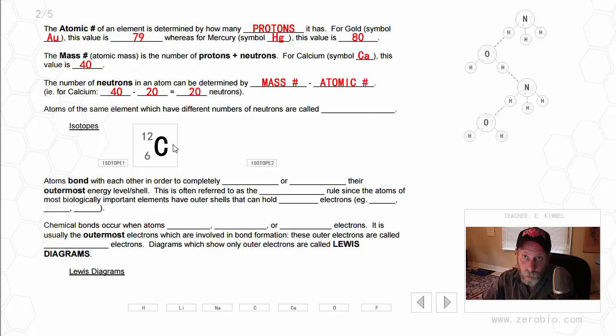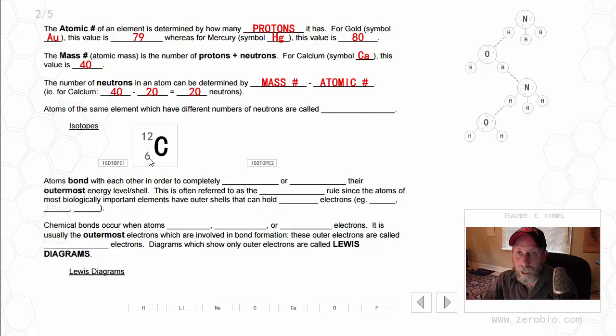It's a pretty standard way, but don't be surprised if you find the 6 is under the C or the 6 is above the 12. What this is, and you may want to write this down, C, of course, is the symbol of the element, carbon, and the bigger number up here is the mass number. The mass number for carbon is 12. The smaller number, 6, is the atomic number.